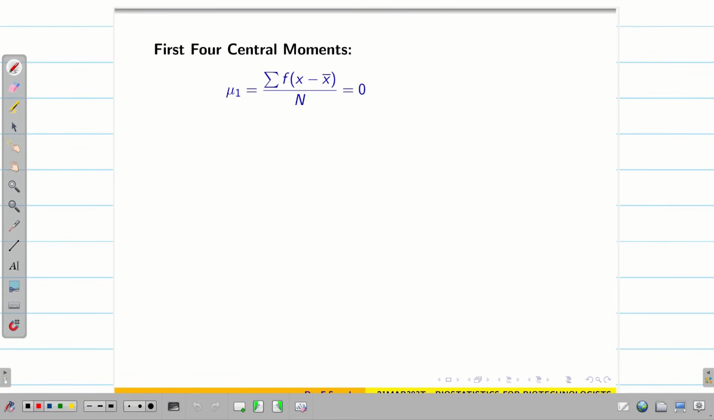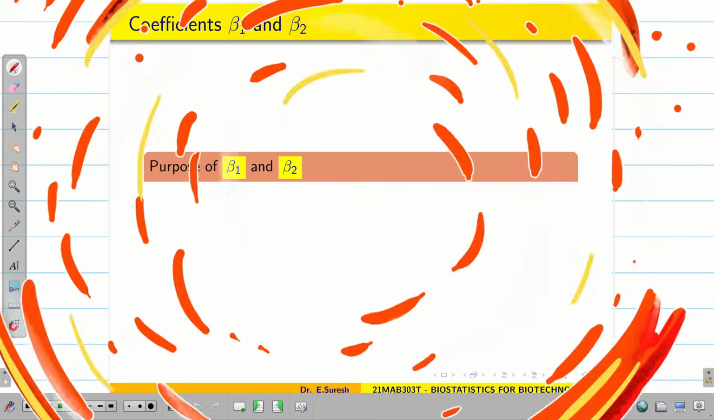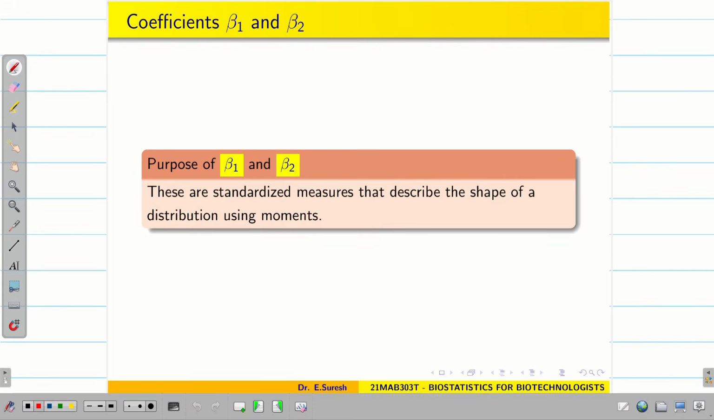So now we write the central moments again. Mu1 is 0, mu2 is my variance, mu3 helps us to measure skewness, mu4 helps us to measure kurtosis. Next, in our syllabus, we have to find beta 1, beta 2. What is beta 1 and beta 2? These two measures describe the shape of the distribution using moments.